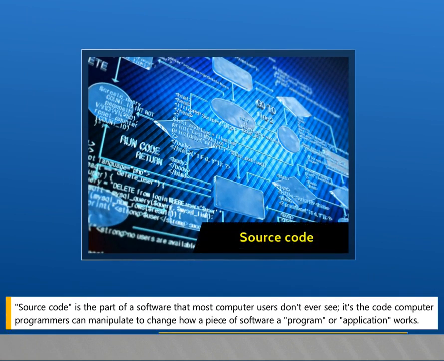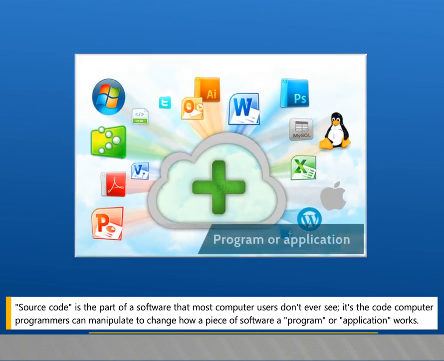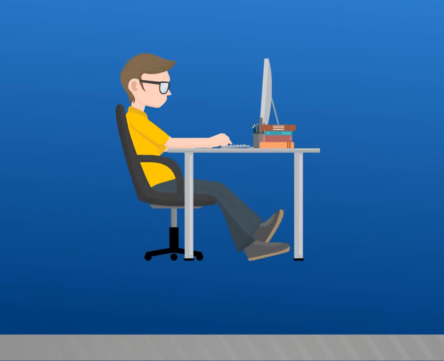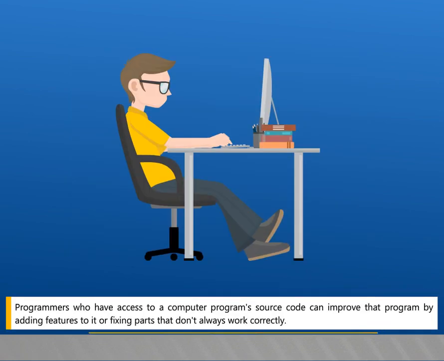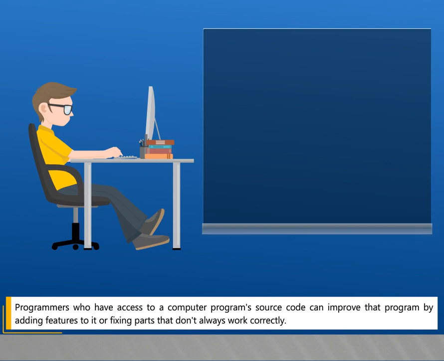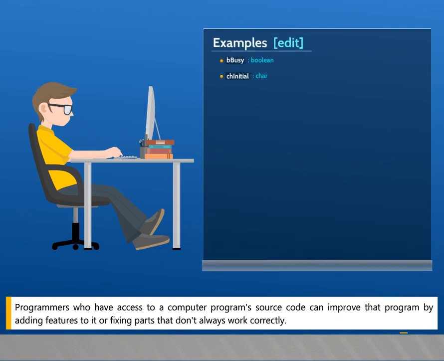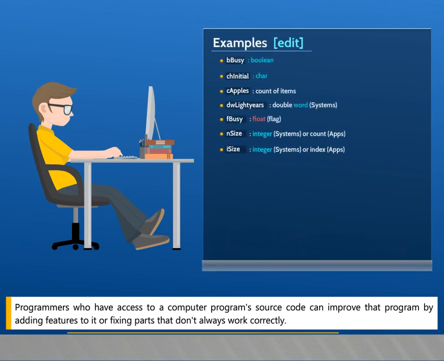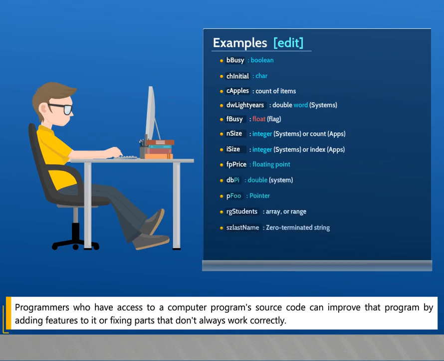Source code is a part of a software that most computer users don't ever see. It's the code computer programmers can manipulate to change how a piece of software, a program or application works. Programmers who have access to a computer program's source code can improve that program by adding features to it or fixing parts that don't always work correctly.